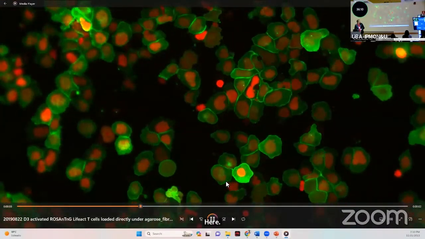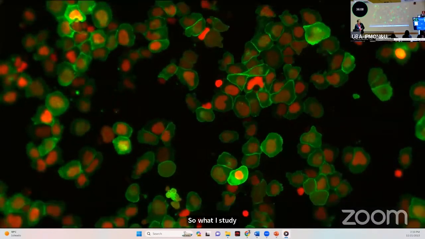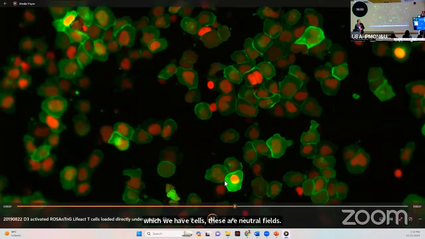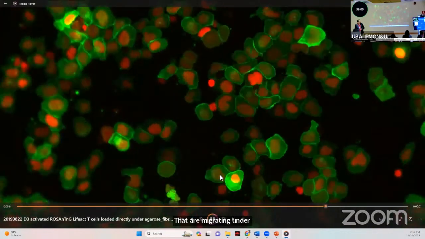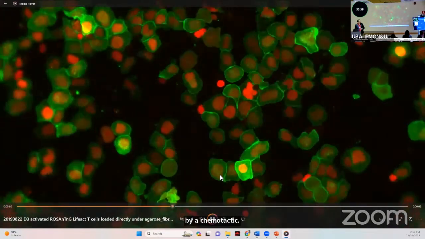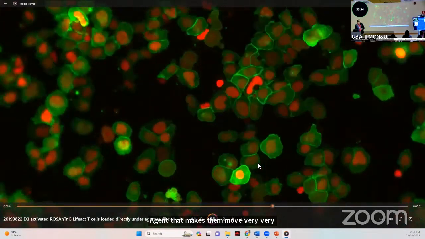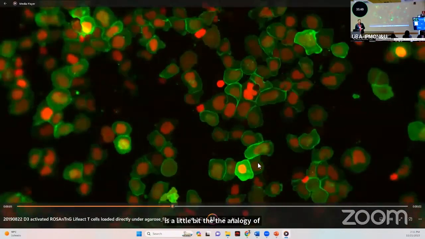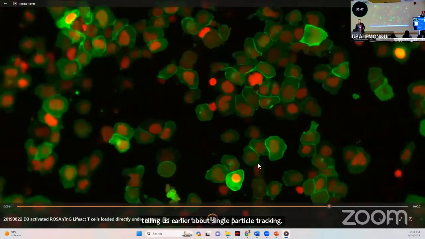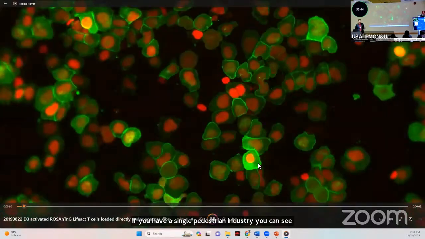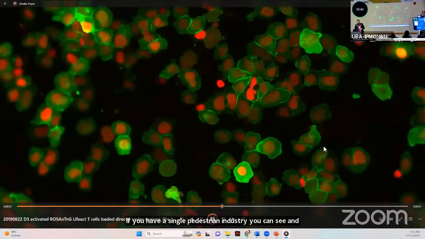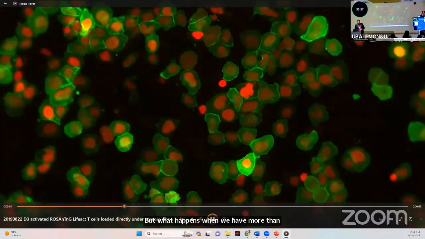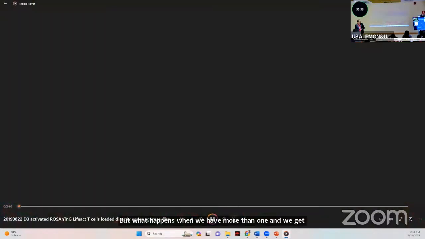So what I study are more in this scale of things in which we have cells. These are neutrophils that are migrating under agarose, and they're activated by a chemotactic agent that makes them move very, very quickly. And this is a little bit the analogy of what Lionel was telling us earlier about single particle tracking. If you have a single pedestrian in the street, you can see and identify that person and keep track of them. But what happens when we have more than one and we get very crowded spaces? That is what I want to show you.